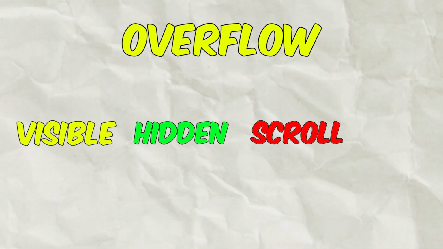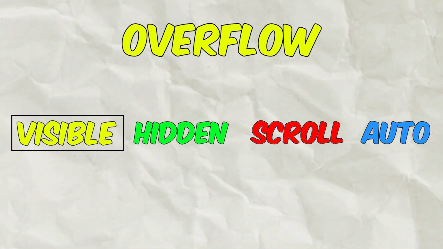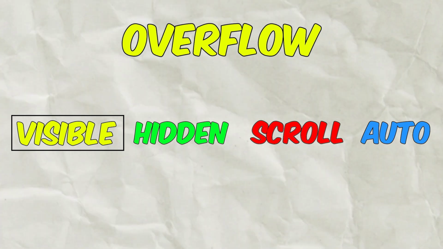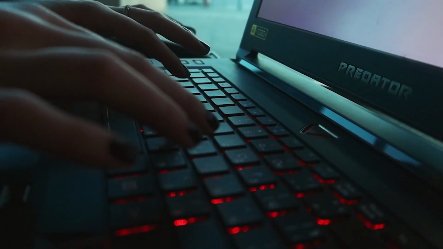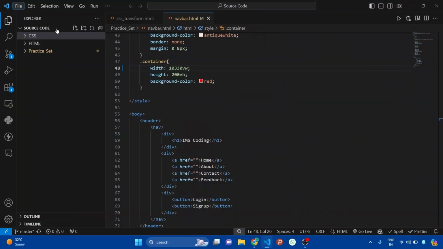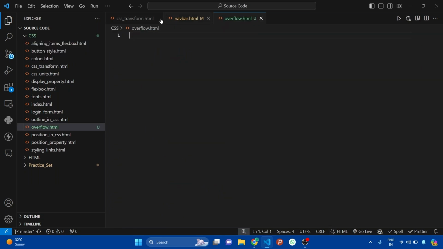The overflow property accepts values like visible, hidden, scroll, and auto. By default, it is set to visible. Let's explore them one by one. So let's now see this property in action in Visual Studio Code. So here in Visual Studio Code, create a new HTML page named overflow.html. After that, I'm closing this tab.